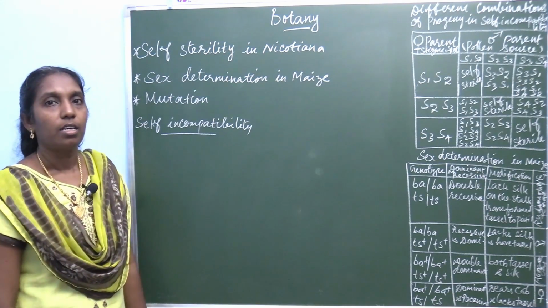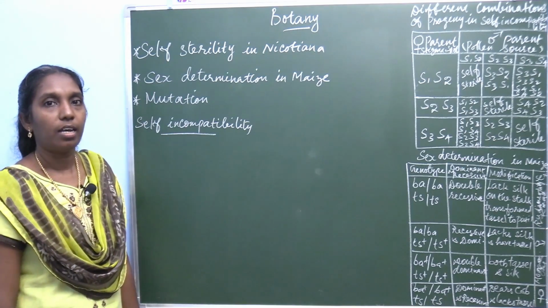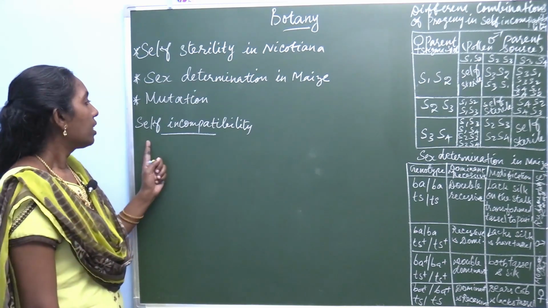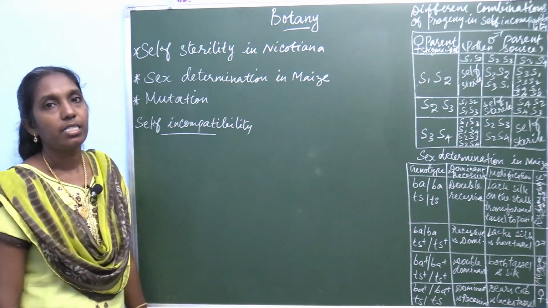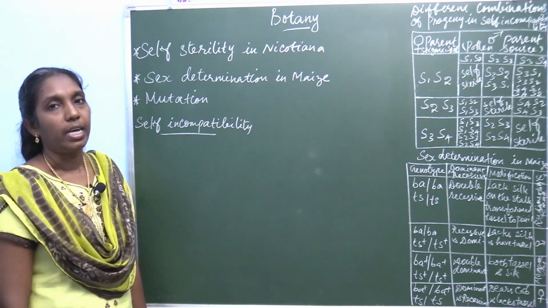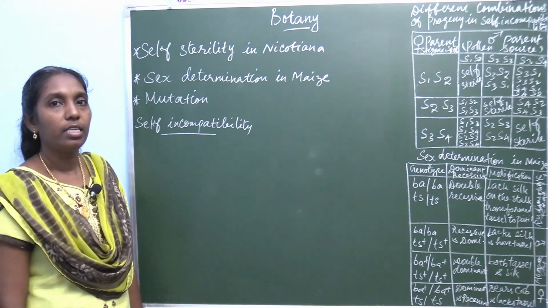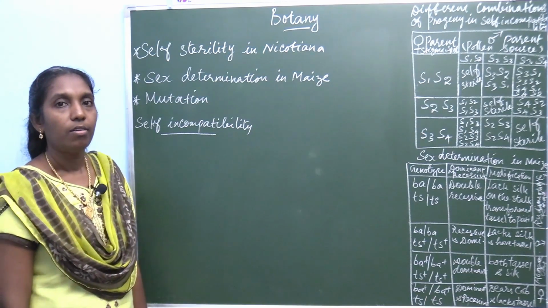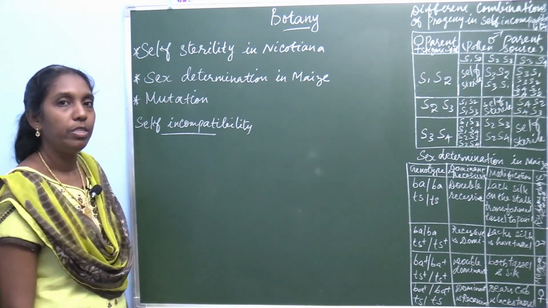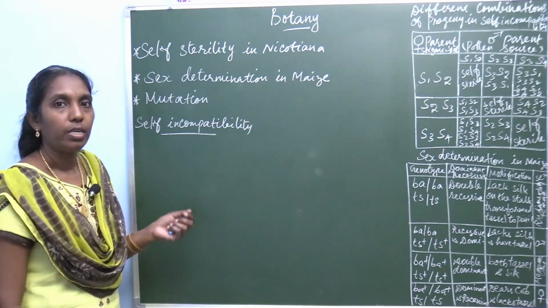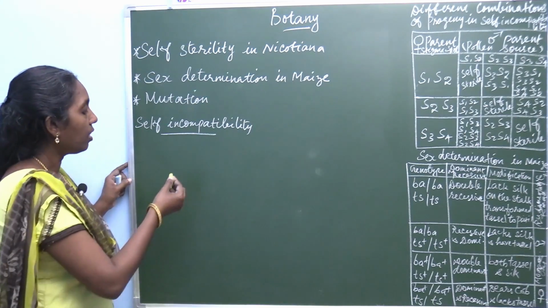In plants, pollination takes place. After pollination, the pollen grain germinates. Self-incompatibility is when, in a plant, the pollen grain does not germinate, or is not able to fertilize the ovule. Already you learned this topic in the first chapter in detail.